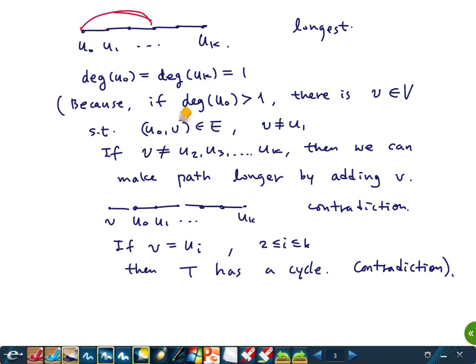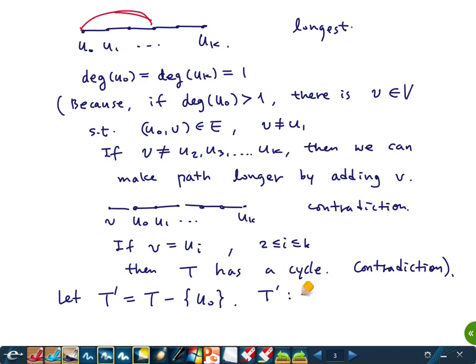So what's good for a vertex of degree 1? A vertex of degree 1 allows us to make the tree smaller by removing that vertex, right? So let T prime be T minus, say, u0. Just delete one vertex of degree 1. Then what about T prime?